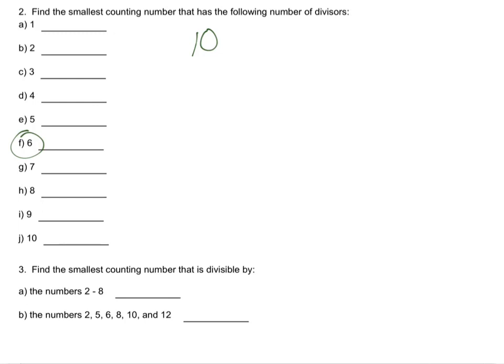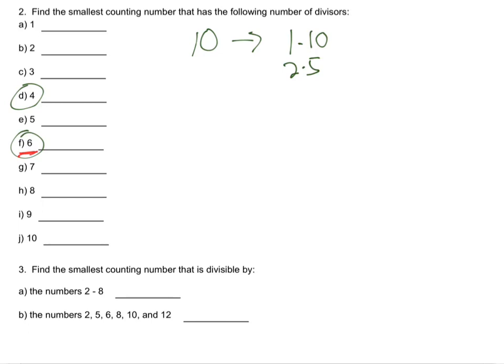4. How'd you know that so quick? 1, 10, 2, 5. Good. 1 times 10, 2 times 5, right? So 4 things go into 10. He's got 4 divisors. So he'd be in this category, huh? He'd be a number with 4 divisors. So what's a number that has 6 divisors?